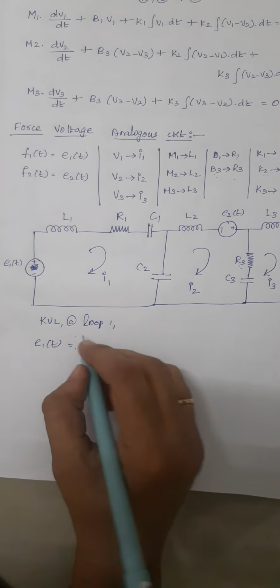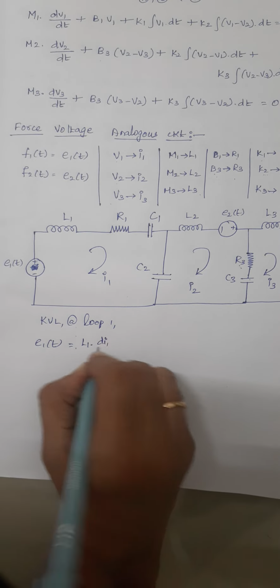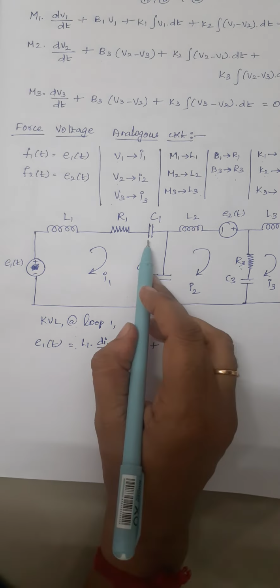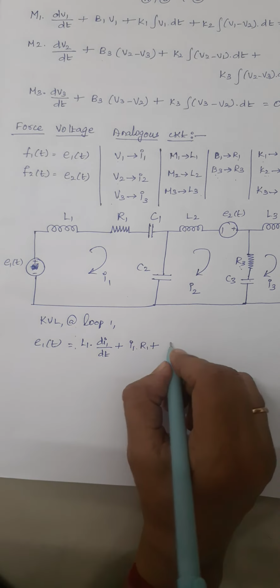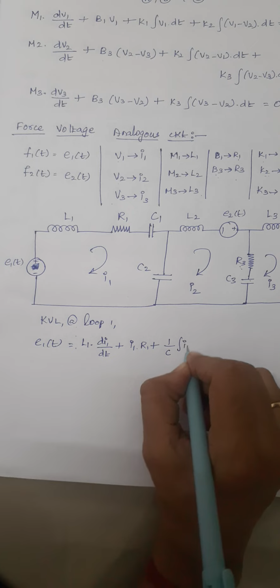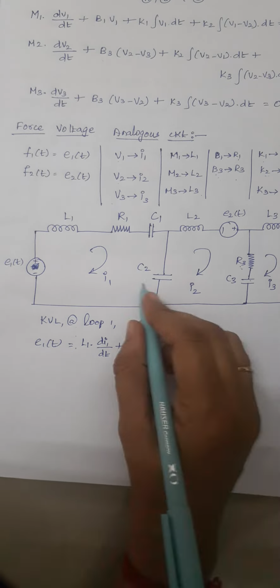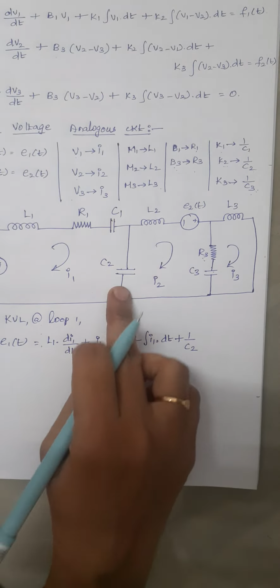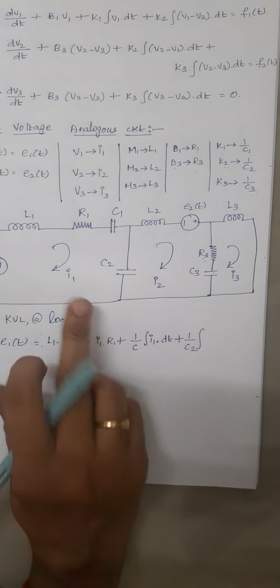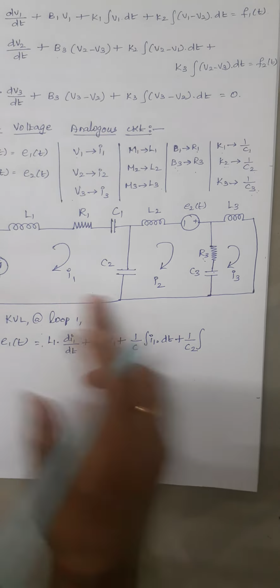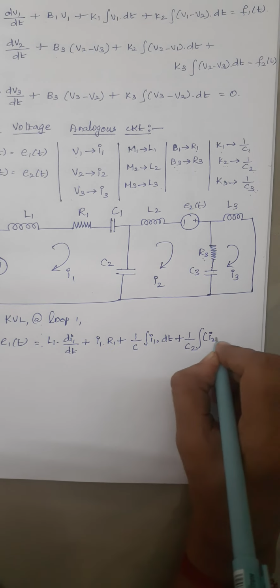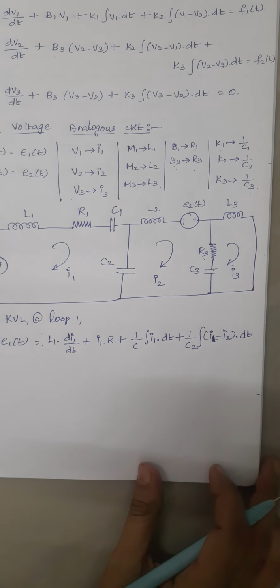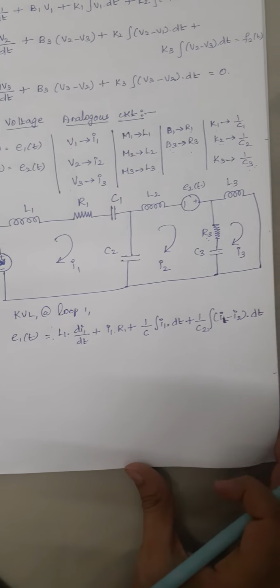So the voltage drop across the element is nothing but L1 into di1 by dt plus I1 into R1 plus again voltage drop across the capacitor is given by, it is nothing but 1 by C into integral of I1 into dt plus again voltage drop across capacitor C2 is 1 by C2, and again this is connected between the loops 1 and 2. So here I am considering loop 1, right? So I have to take I1 as first. So 1 by C2 integral of I1 minus I2 into dt. Okay, this is your expression for your loop 1.